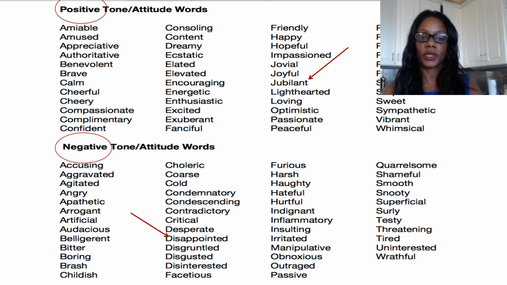poems. And so we know that Wordsworth uses a positive tone, so I selected jubilant. And then I also know that Frost selected a very negative tone towards the encounter with nature. So from this list, I selected disappointed tone. Let's take a look to see how that actually fits in with our thesis statement.